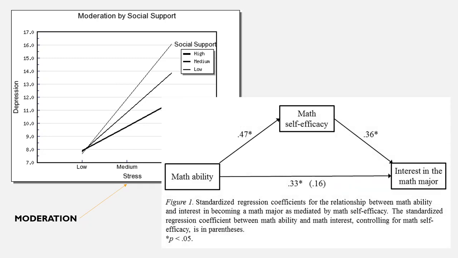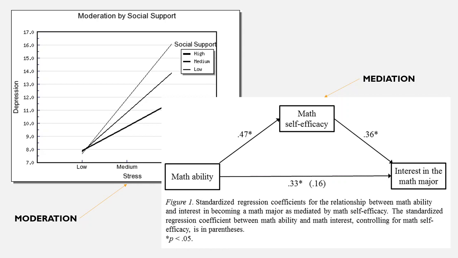If you're thinking mediation, you likely have something that looks like this triangular looking thing. The mediation should look more like this because the first two variables that are correlated are at the bottom of the triangle, or at the widest end of the triangle, right? Math ability to interest in the math major, right? You need to establish that that underlying correlation is there.